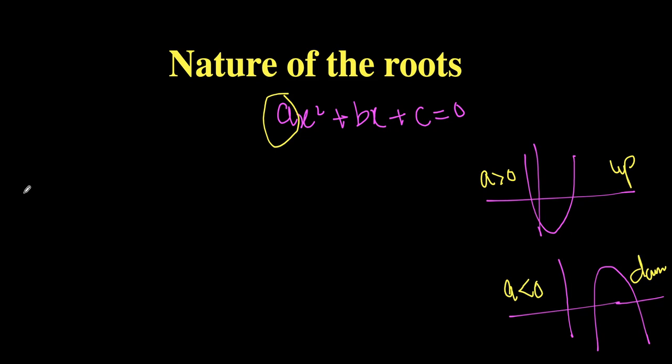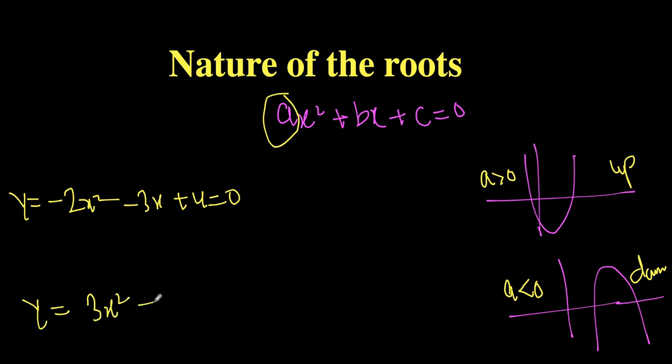Suppose I have a quadratic equation like minus 2x square minus 3x plus 4 equal to 0. And you have another quadratic equation like y equal to, you can leave them equal to 0 because we have already written y equal to the quadratic equation. So y equal to 3x square plus 4x minus 2.